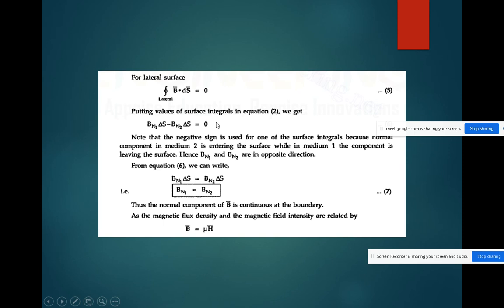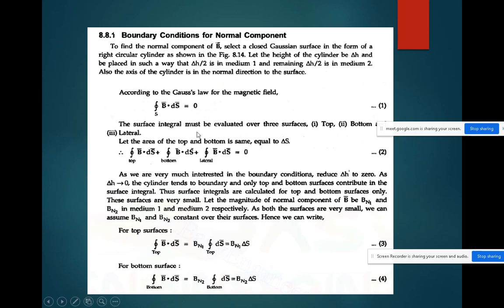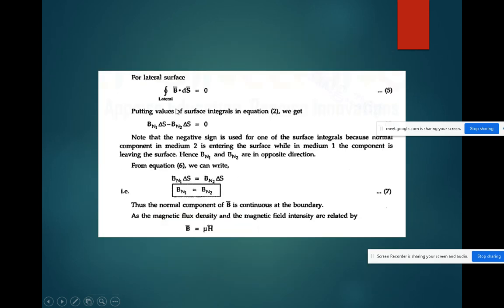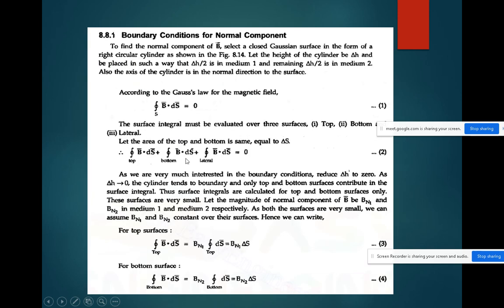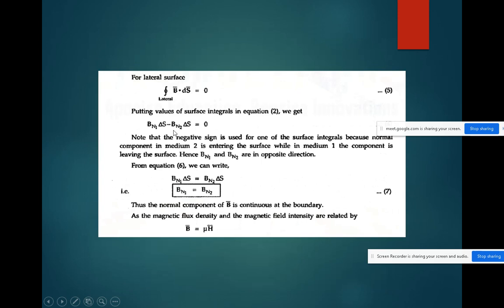So you substitute all the values in equation 2. So all the three surface values will give the magnetic field intensity value, which will give the 0 value. Okay, so you take that equation and apply it. When applying, a minus sign comes here. We gave plus here, but here we gave minus.